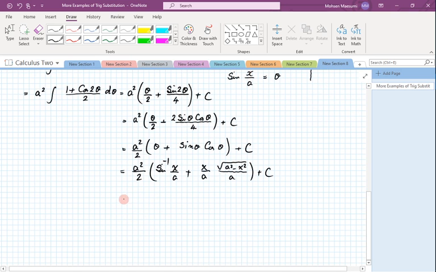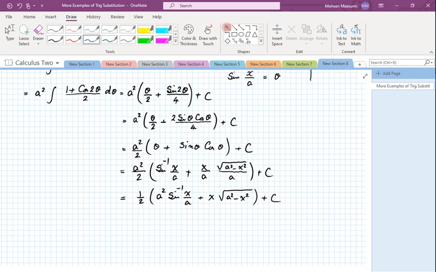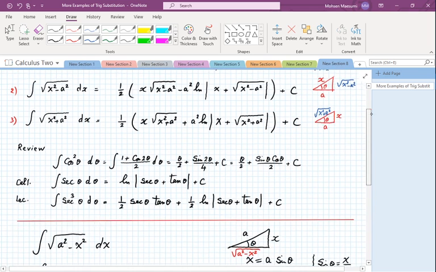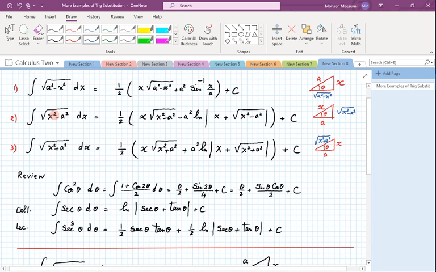If you multiply through, of course, let's leave a half out, and then I'll have a squared sine inverse of x over a, and this a squared cancels the a's down here, so I'll have x radical a squared minus x squared, and then a constant. So that was straightforward by remembering our trig identities, and then we are done. Next up, let's take a look at the second one.